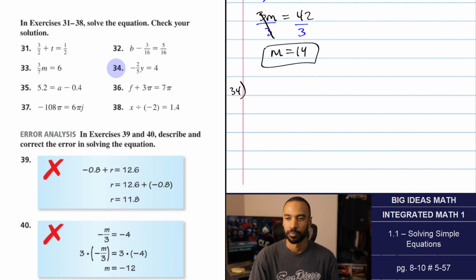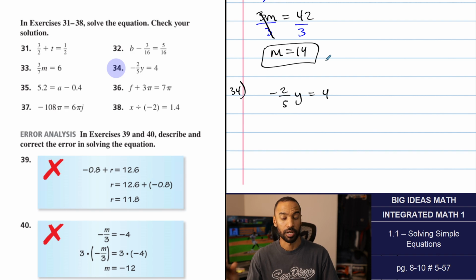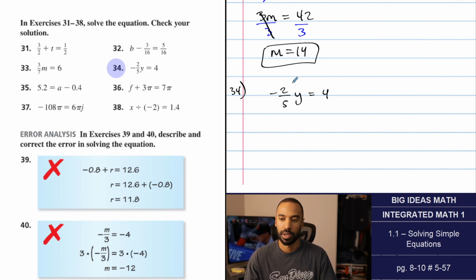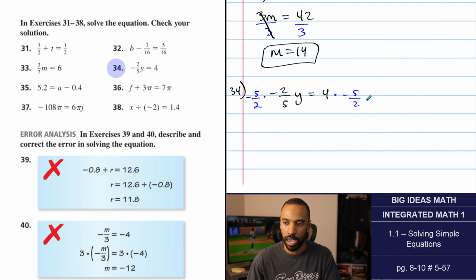Number 34. You have negative 2/5 y equals 4. Now you might wonder why I just gave so much space over here. Well, I want to take care of that negative 2/5. Should I do one at a time or all together? I'm going to do all together. Negative 2/5 may be multiplying by y, but if I want to divide by negative 2/5, I could also multiply by its reciprocal, negative 5/2. And yes, you need to multiply by the negative to make your y a positive one, and then you can work off of it right there.